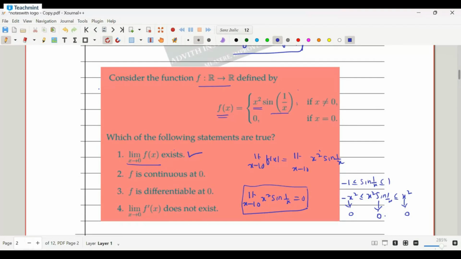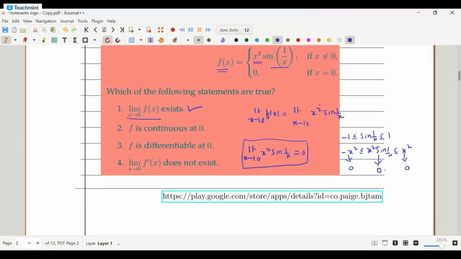Statement 1 is true. So which is equal to 0. So the functional value is also equal to 0 kada. So functional value is equal to 0. So therefore it is continuous. Therefore it is continuous and f is differentiable antundu.